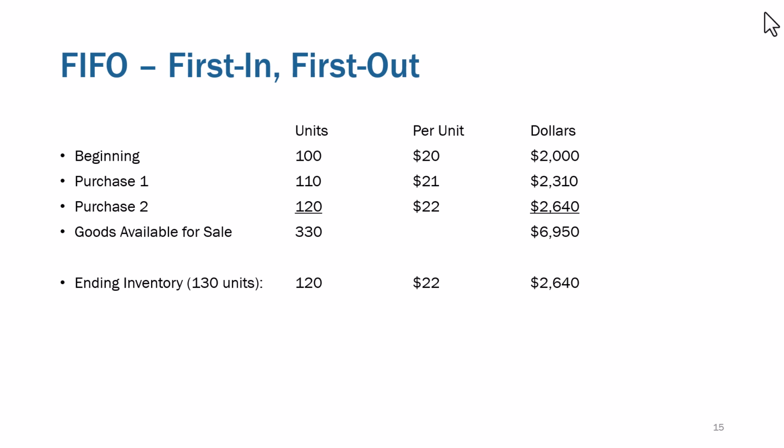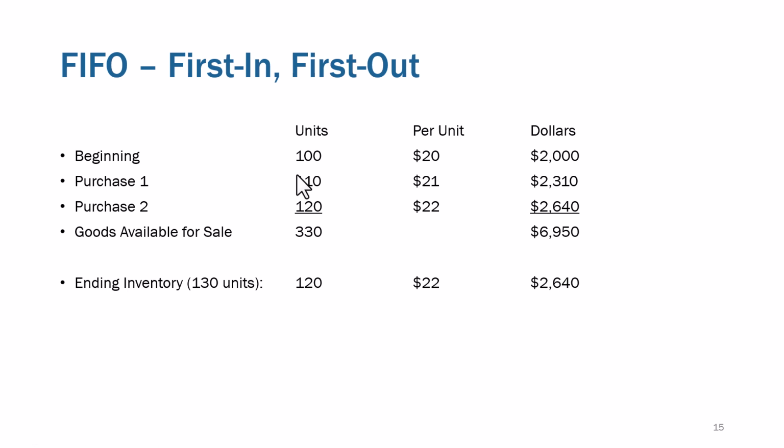But then what we are going to do is try to figure out our ending inventory, because they sold 200 units. The previous slide says we sold 200 units, so they have 130 units in ending inventory. What is the cost of those? Well, first in, first out means basically that the stuff in the beginning we sold, and then part of the next purchase that we sold.